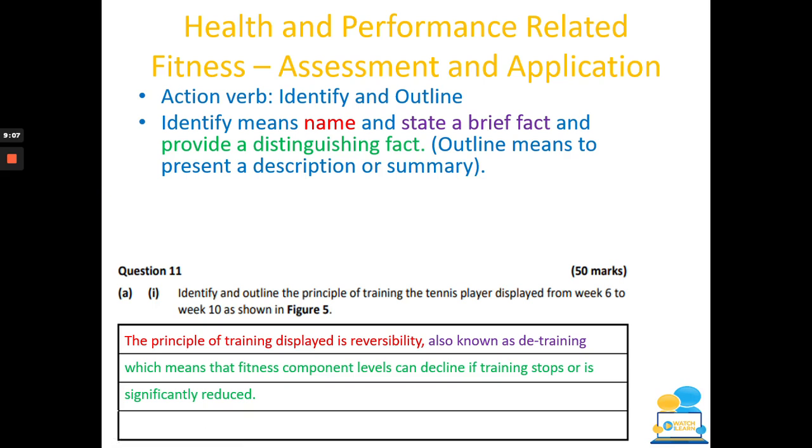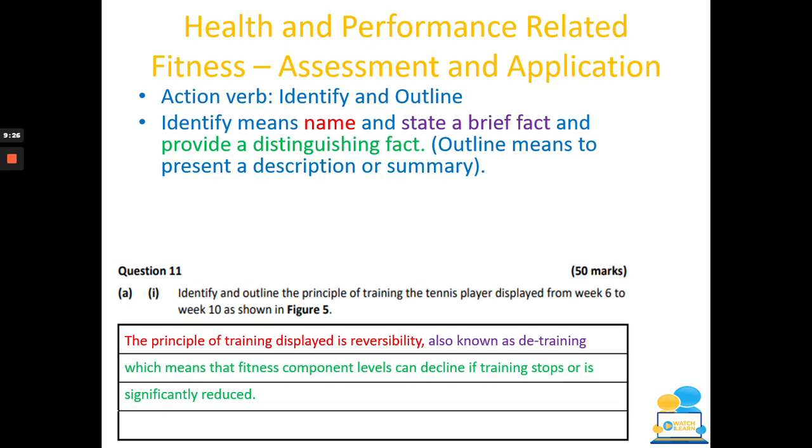So this question is focused on principles of training. So the action verbs are to identify and outline. Identify means to name and state a brief fact, and again provide a distinguishing fact, as we mentioned earlier. Outline means to present a description or a summary.